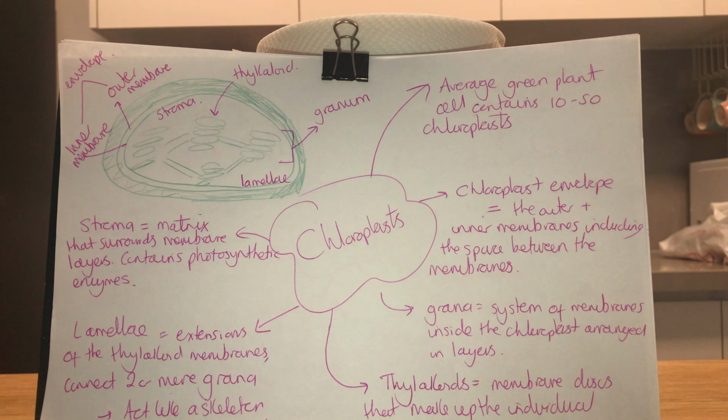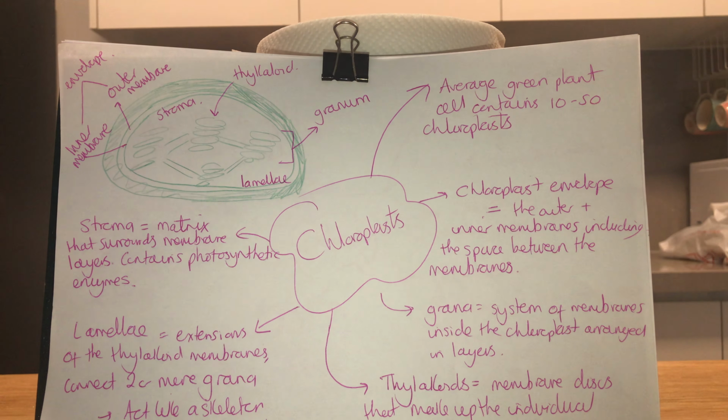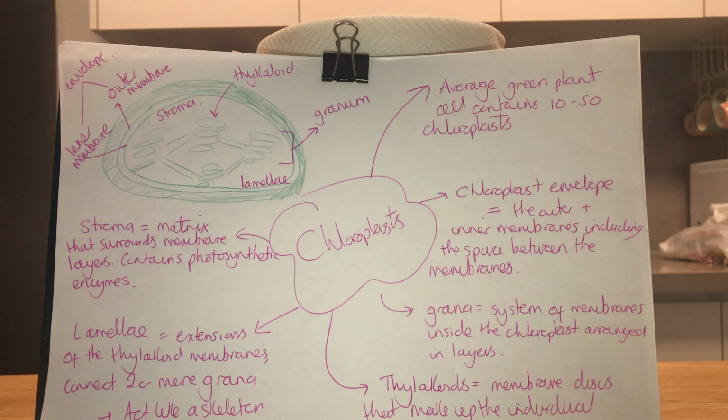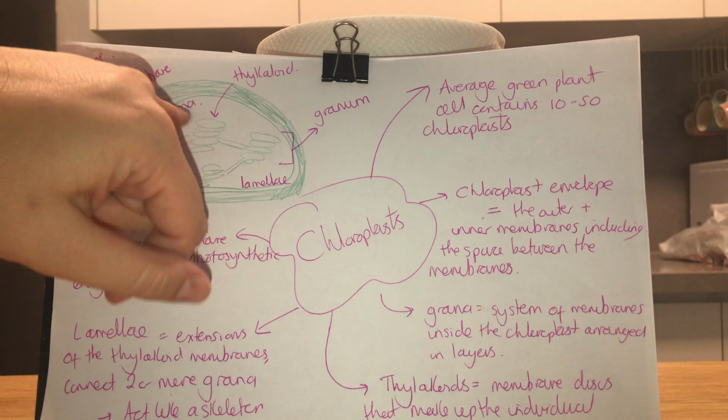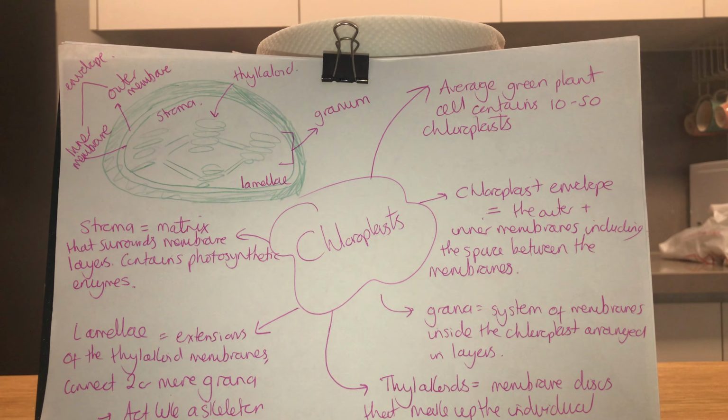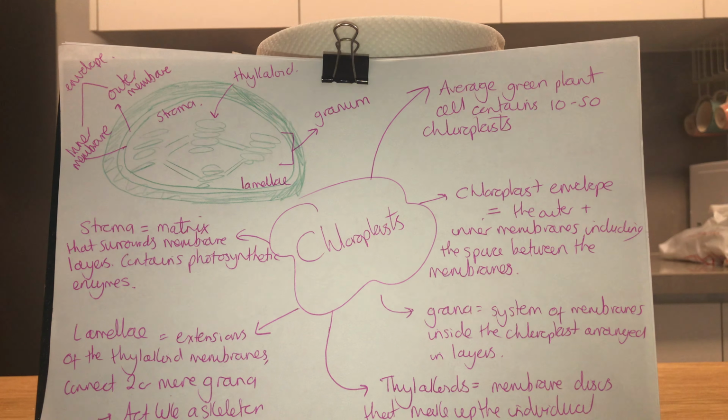You then have the grana or the granum, different between singular and plural, and these are the system of membranes inside the chloroplast arranged in layers. If you look at that picture on page 8, it's slightly more obvious than in my dodgy drawing. Those grana are made up of thylakoids, which are individual membrane discs that stack one on top of each other to make the granum, and this is where the chlorophyll, that green pigment, is found.